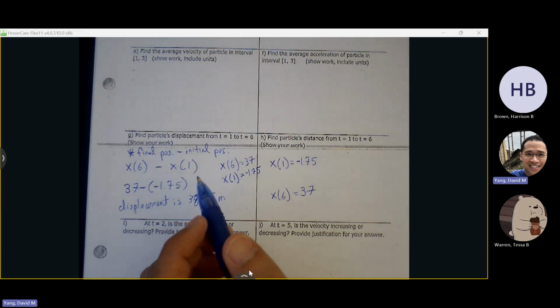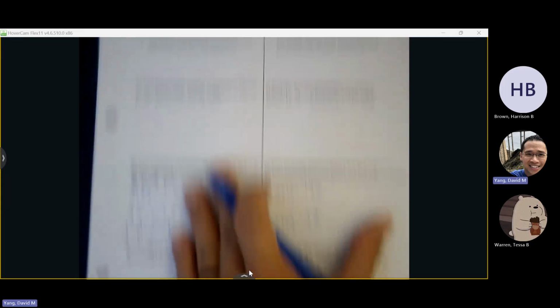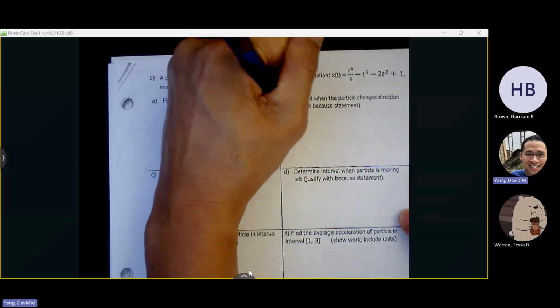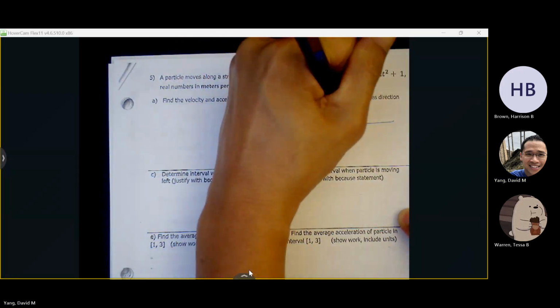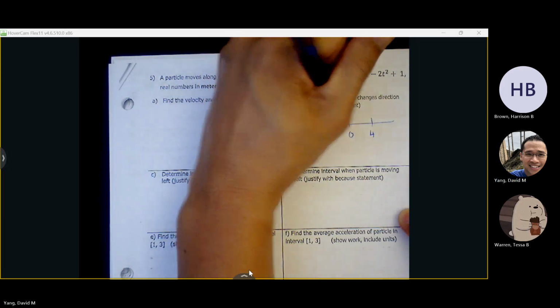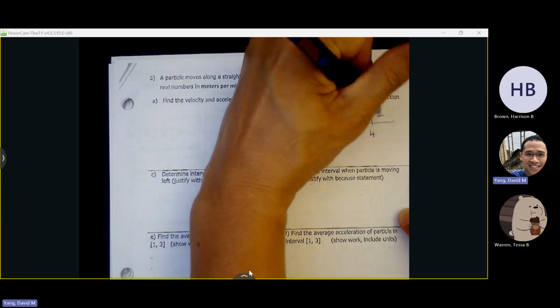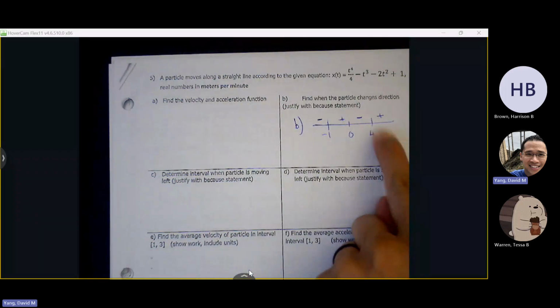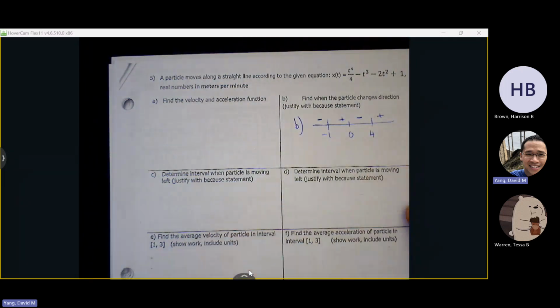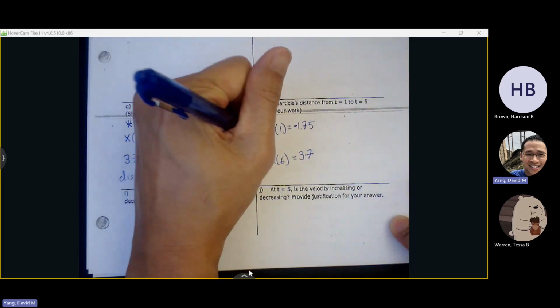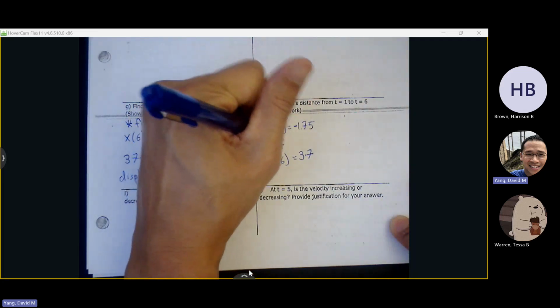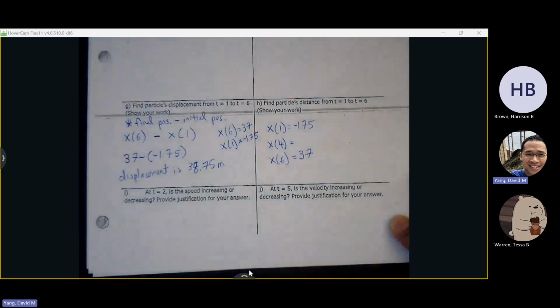And if we look up at part B, where we did our velocity sign line. Object's moving left, then right, then left, then right. So 4 minutes in, it does change direction here. And 4 is between 1 and 6. So we also need to include his location 4 minutes into his movement.